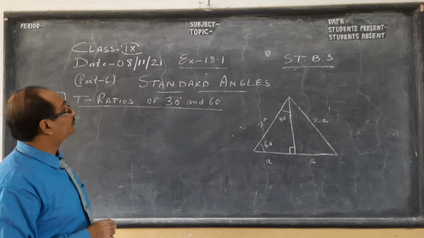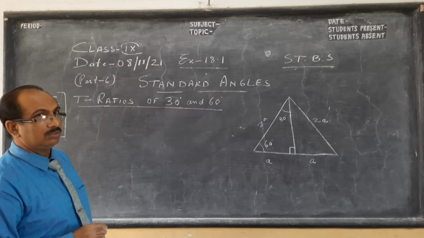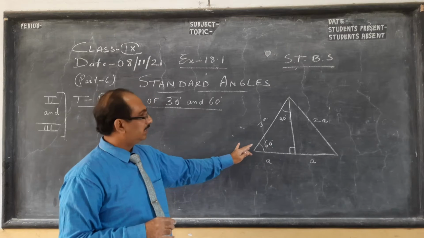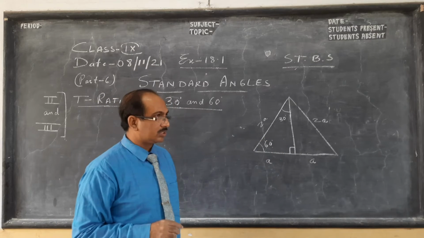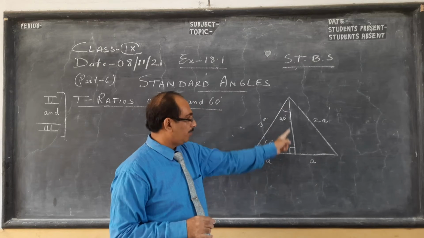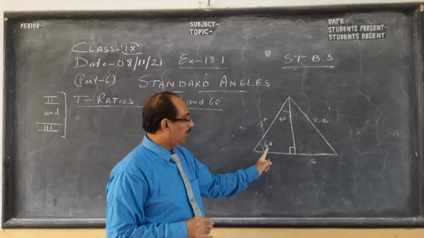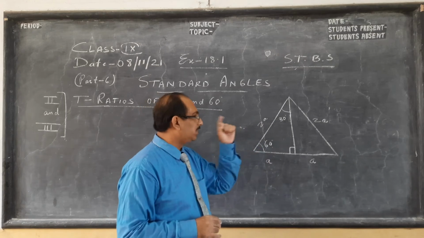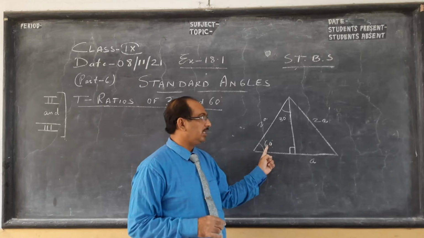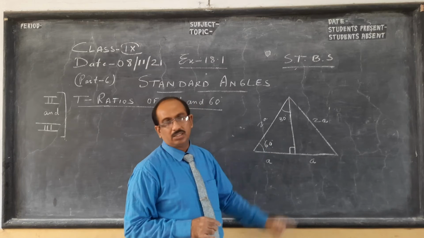Okay, so for 30 degree, what we do, we take an equilateral triangle whose sides are 2a. Okay, then here we drop a perpendicular. This is 90 degree. So if this is 60, this will be 30. It's very easy. This is 90, this is 60, this will be 30.